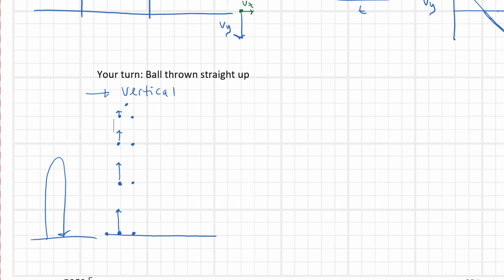Okay, I've got my answer half done here. I'm throwing it up really quickly to begin with. This is after the ball has left my hand, so it's going up quickly, then going up slower, slower, slower. These are my velocity vectors on the way up.